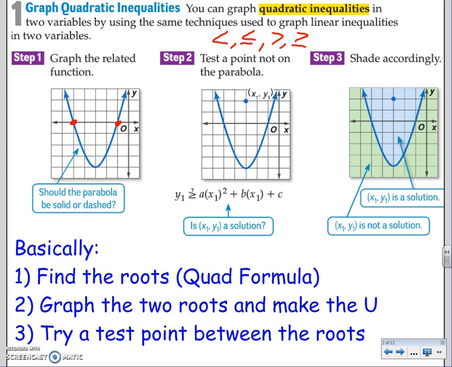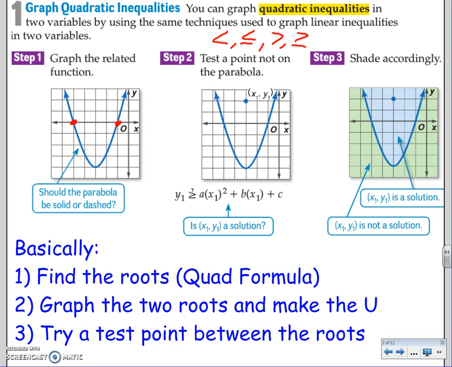Once you have that, you can figure out if it's a regular U or an upside down U, a flipped U. So it depends on A. If A is positive, it goes up, regular U. If it's negative, it goes down, upside down U. And we're just estimating where the vertex is. We're not actually finding it. We just need a general shape.